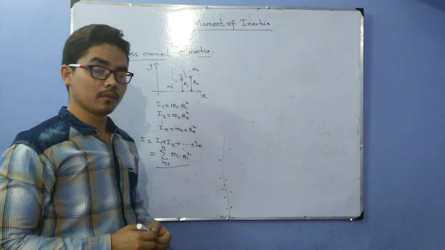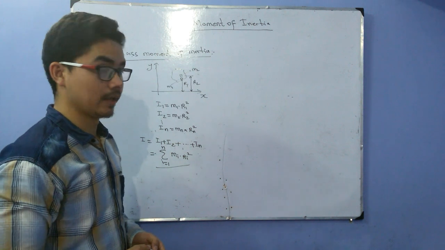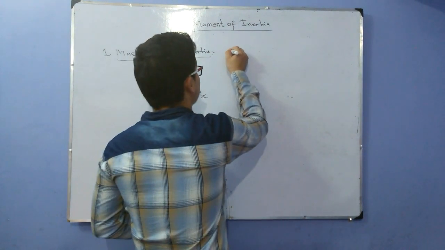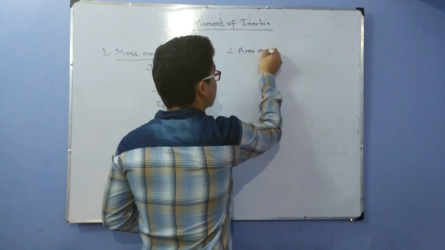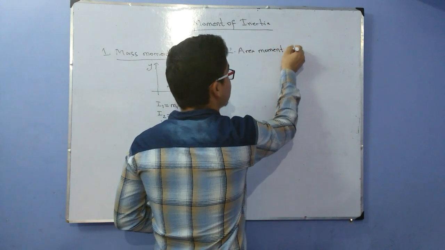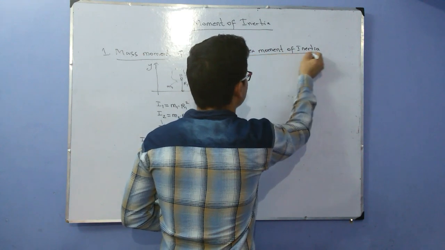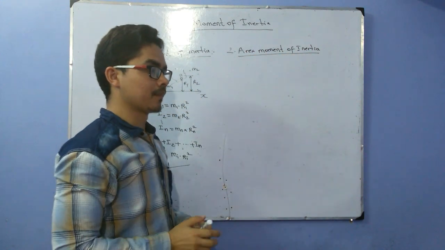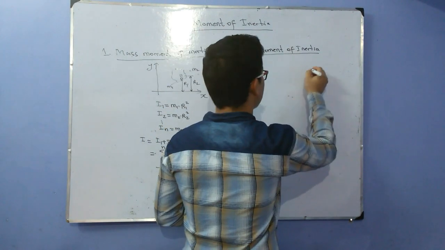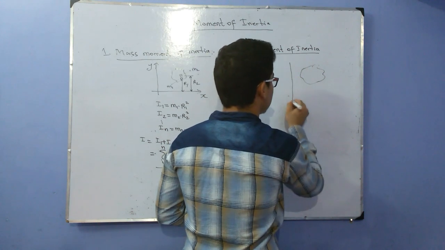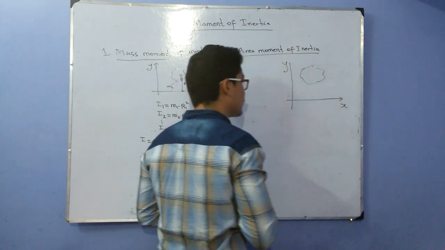Coming to the second type of moment of inertia, that is area moment of inertia, or second moment of area. In area moment of inertia, different axes are considered. For example, if I consider the same object like this, this is the x-axis and this is the y-axis.